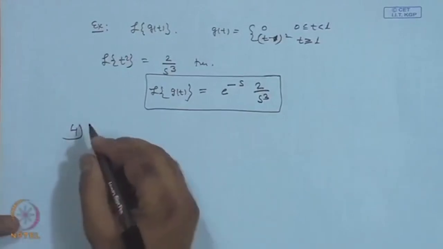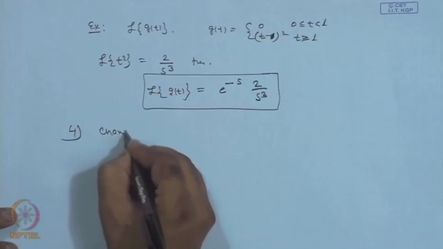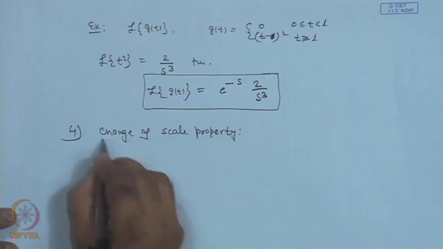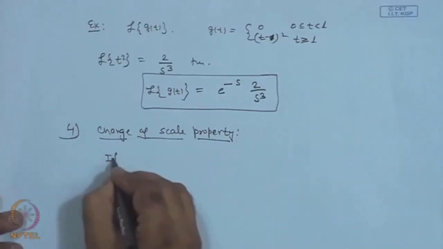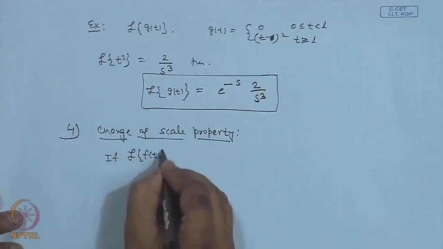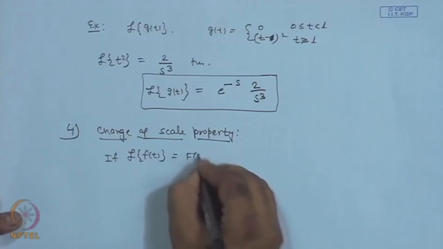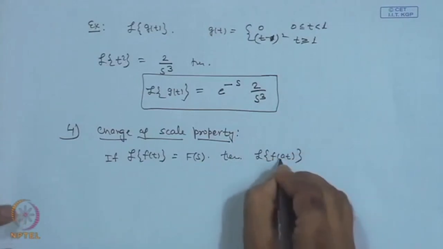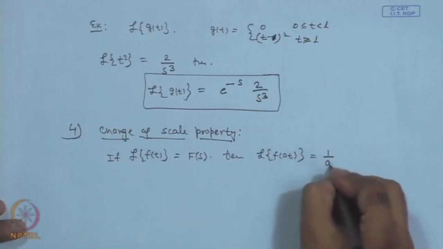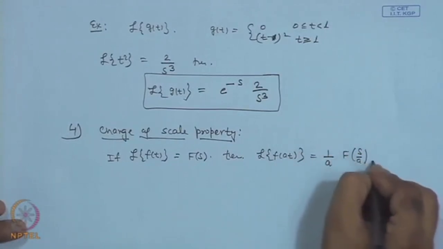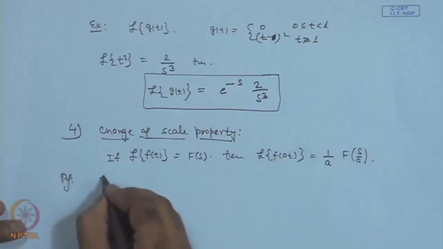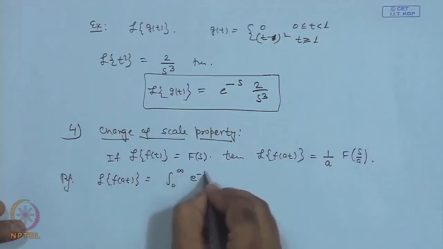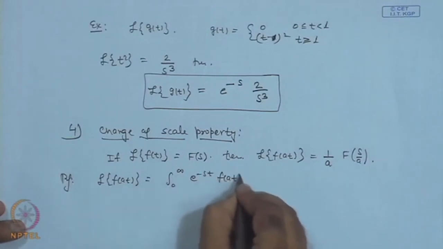So, the next property, that is the change of scale property. What this says, if the Laplace transform of f(t) is F(s), then the Laplace transform of f(a t), where a is a constant, will be given by 1 over a F(s over a). So, for the proof we take this Laplace transform of f(a t), and by definition we have integral 0 to infinity e to the power minus s t and this function f(a t) d t.